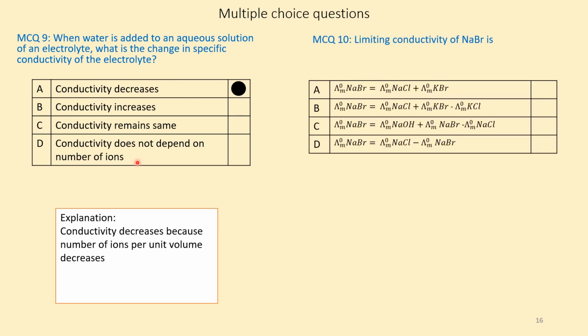Next question. Limiting conductivity of NaBr is, four options are given, and using Kohlrausch's law you have to identify the limiting conductivity. So you have to remember that lambda naught M NaBr equals lambda naught M NaCl plus lambda naught M KBr minus lambda naught M KCl. Please mark the answer B as the correct answer.